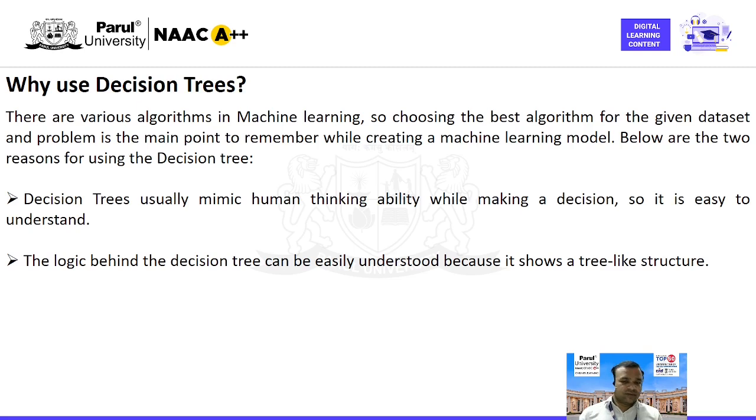There are various algorithms in machine learning, so choosing the best algorithm for the given data set and problem is the main point to remember while creating a machine learning model. There are two reasons for using the decision tree. First, a decision tree usually mimics human thinking ability while making a decision, so it is easy to understand. Next, the logic behind the decision tree can be easily understood because it shows a tree-like structure. So it is easy to understand for all of us.